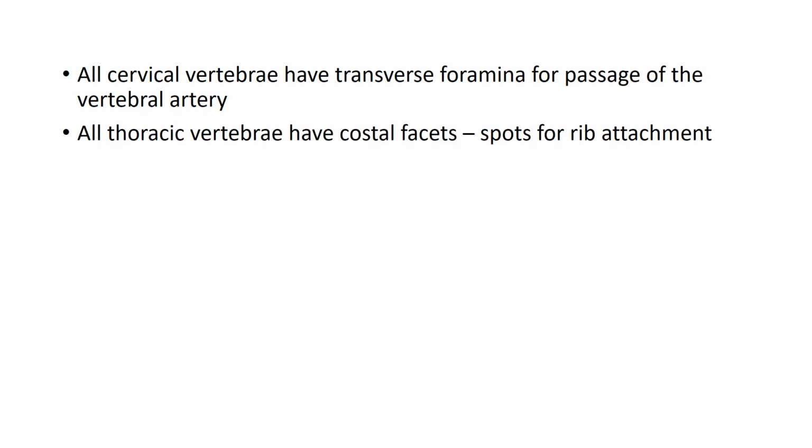All thoracic vertebrae have costal facets. Costal means rib. Facet just means a spot where something connects. So these are for rib attachment. Lumbar vertebrae are the widest, the thickest vertebrae.